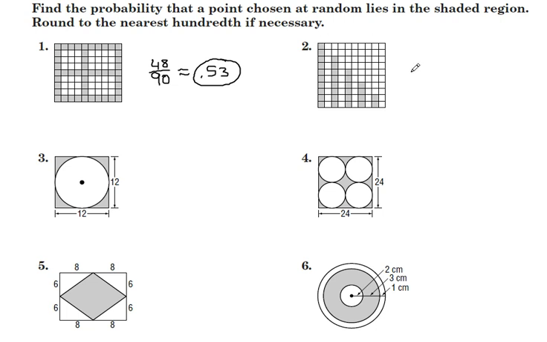Number 2, we have a 10 by 10 grid. It comes out to 100. And if we count the shaded squares, there are 30 of them. And so that gives us 0.30.